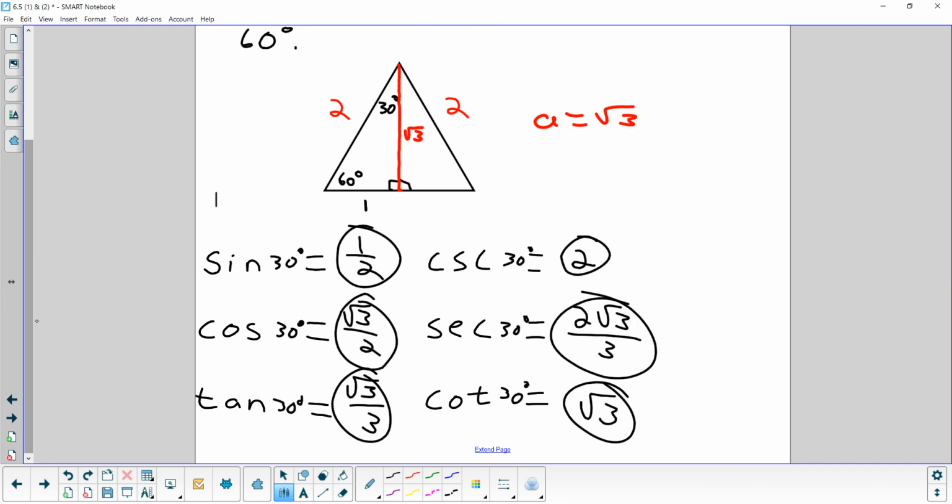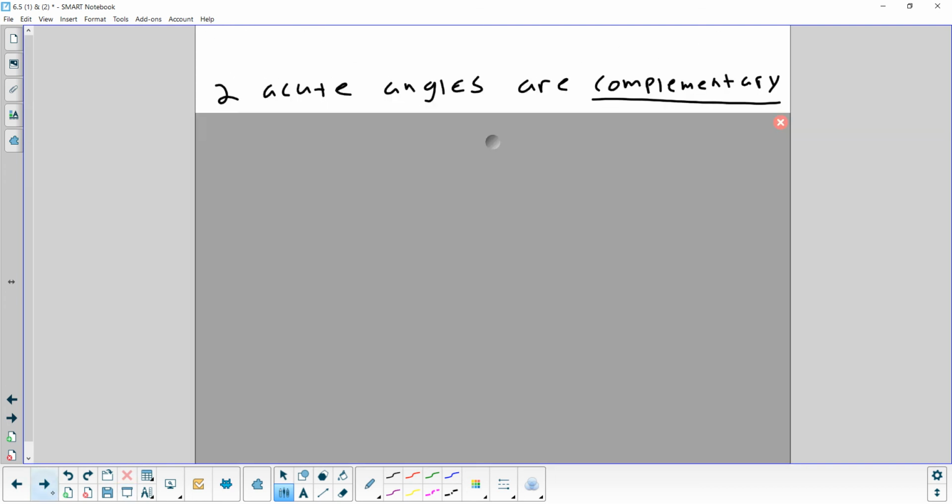Now, to do the 6 trig functions of 60, it really would be all the same answers again, except they're all going to switch places. Does anybody want to see the ones for 60? It's just everything that was opposite becomes adjacent, and everything that's adjacent becomes opposite. They just switch. Okay, so there's our 6 trig functions of 30.